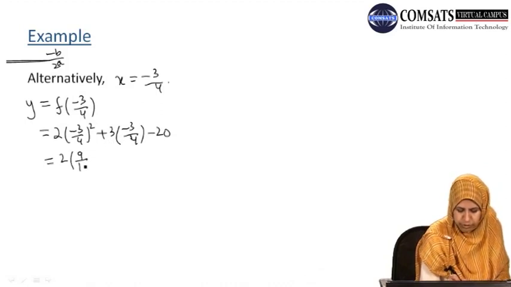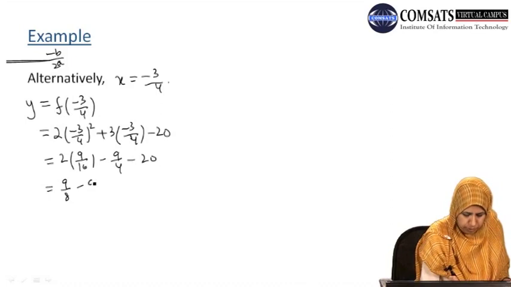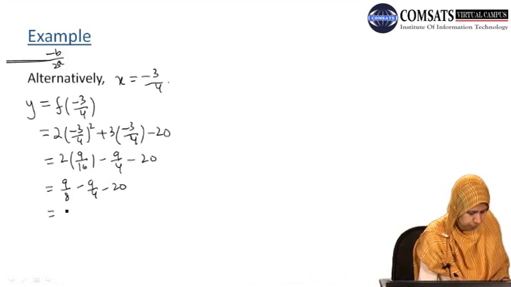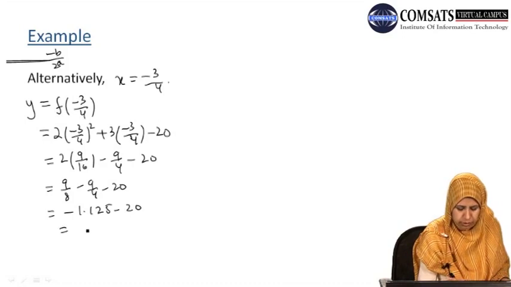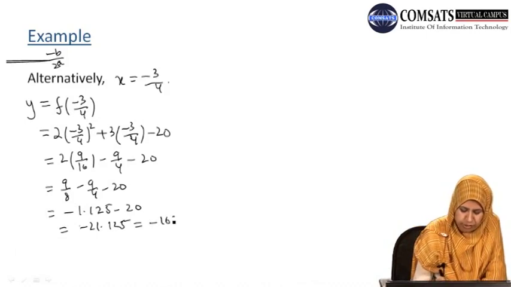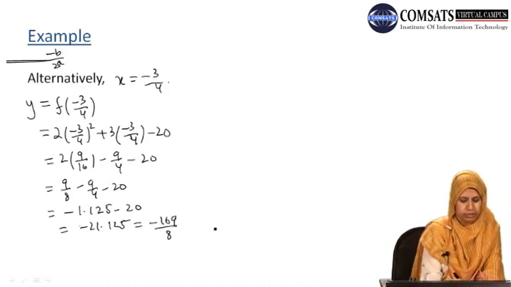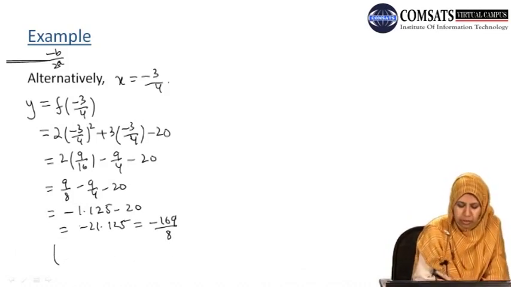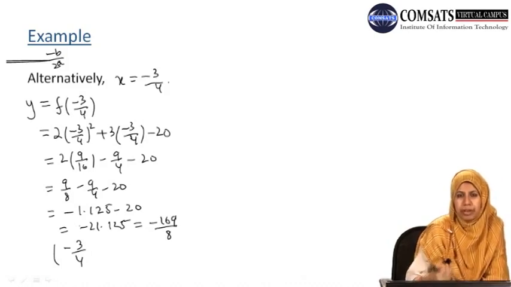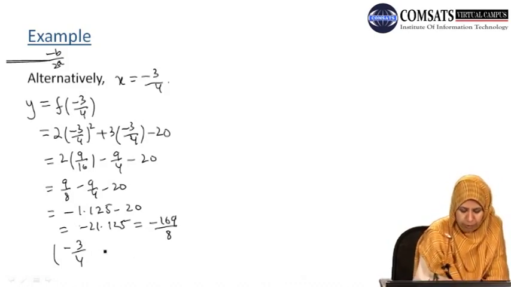2 into 9 by 16 minus 9 by 4 minus 20, and simplifying we obtain 9 by 8 minus 9 by 4 minus 20, which is equal to 1.125 minus 20, which is minus 21.125, which is nothing but minus 169 divided by 8. So in this case, the y-coordinate of the vertex is the same as we have obtained by putting the values in our formula.